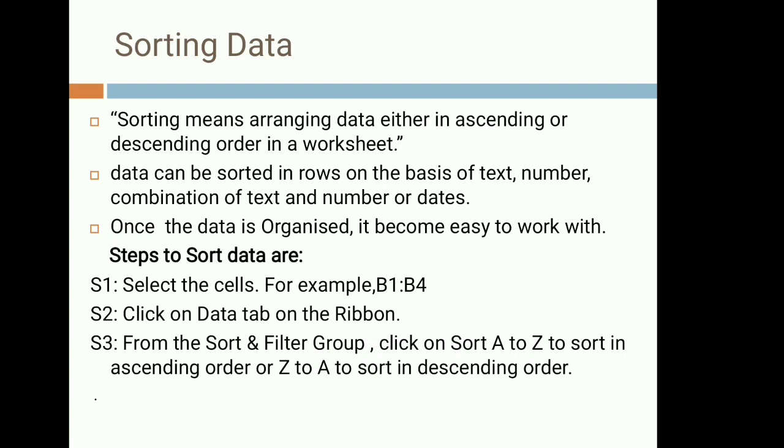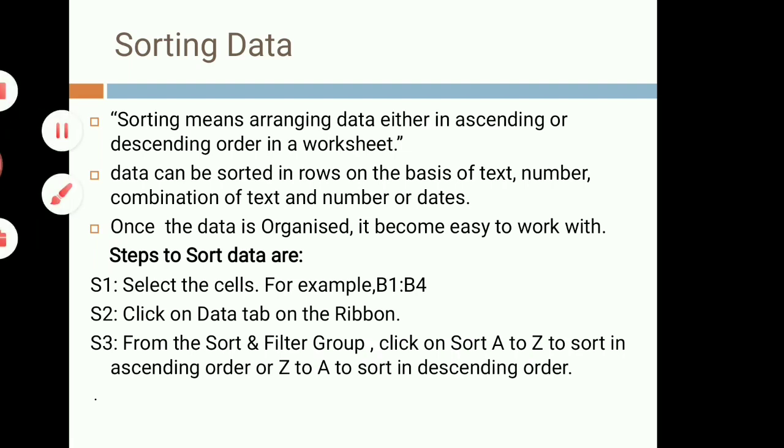In descending order we are arranging things from bigger to smaller. Data can be sorted in a row on the basis of text or numbers, or a combination of text, numbers or dates. When the data is organized, it becomes easy to work with. Whenever we are searching student details in our database, firstly we have to sort the names in ascending order, like the alphabet.